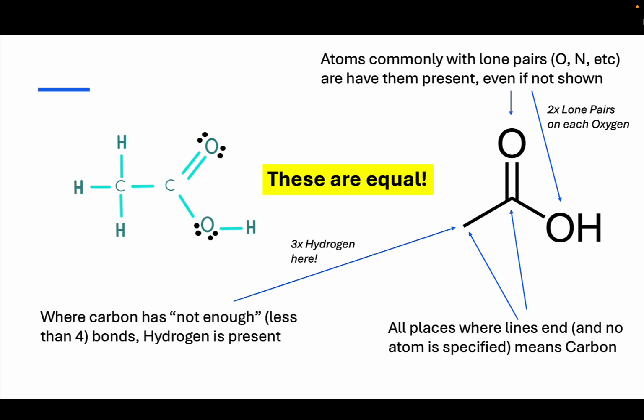And when we look at this skeletal structure, there are 2 lone pairs implied on each of those oxygens. And so with these rules in mind, I hope you're able to see that the Lewis structure on the left, which is a lot more writing, is exactly equivalent to the structural diagram on the right.